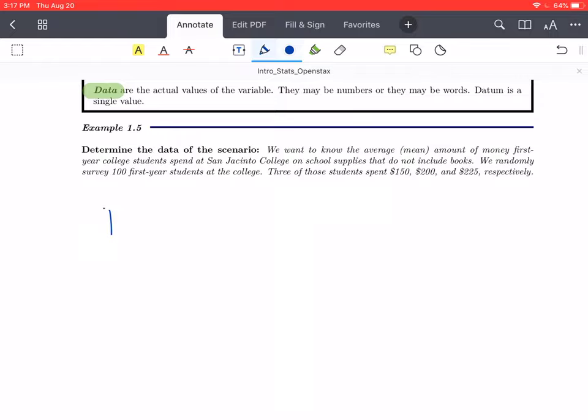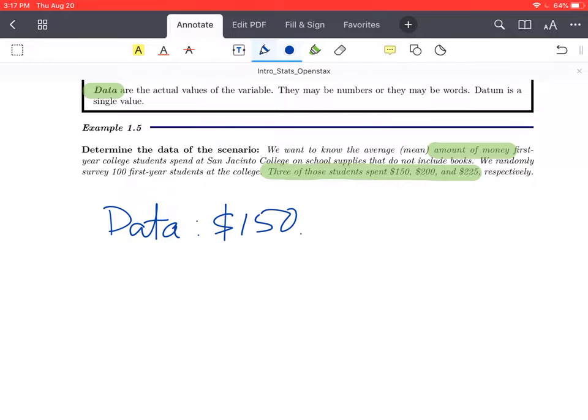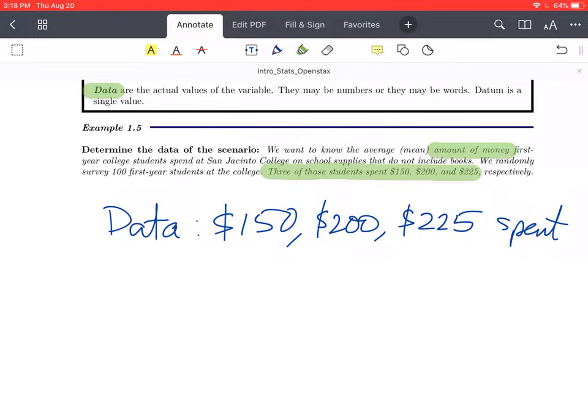So the data here, right, these are the actual values of the variable. So the variable that we're looking at is the amount of money that is spent. And the data we collected from these three students gives us those three amounts. So we have $150, $200, and $225 spent. Okay, so those would be our data points in this scenario.